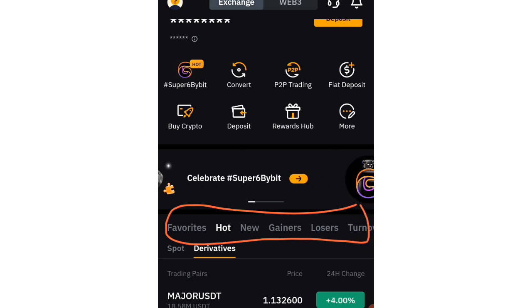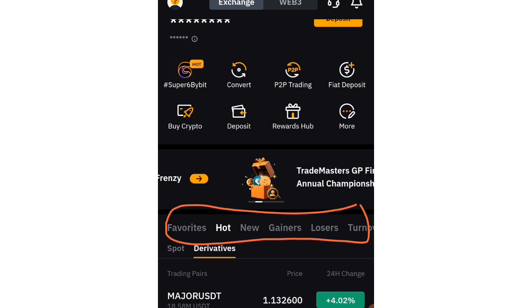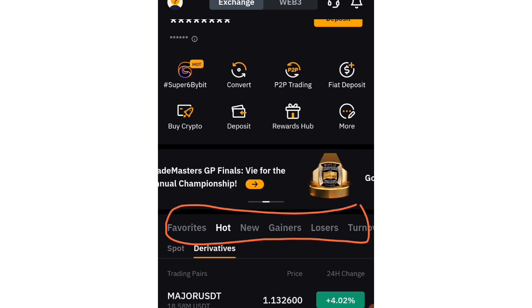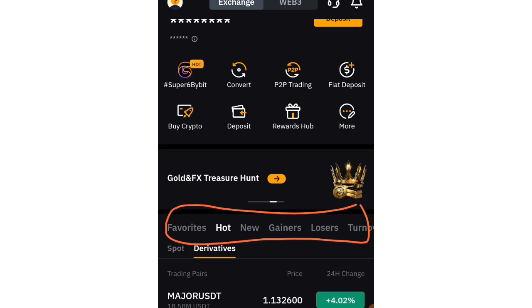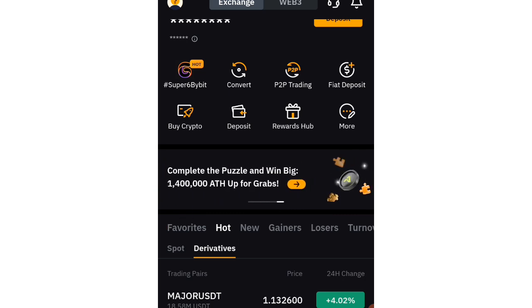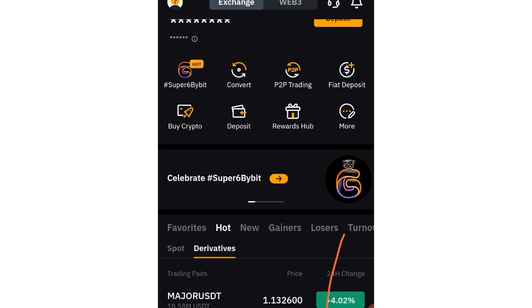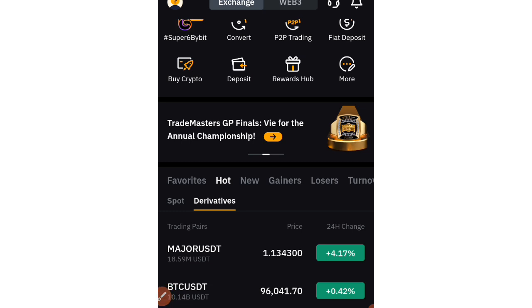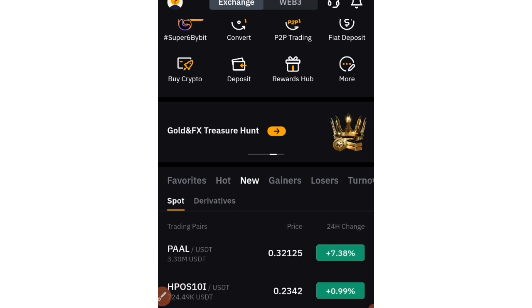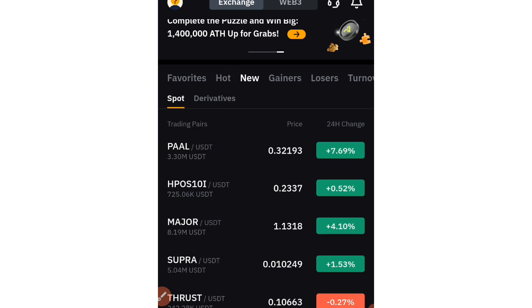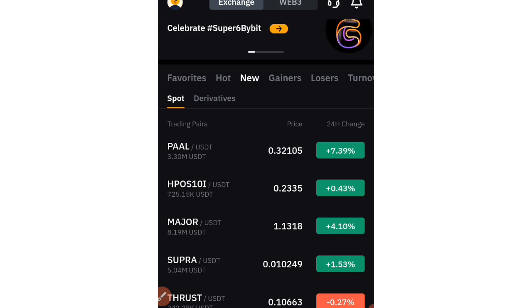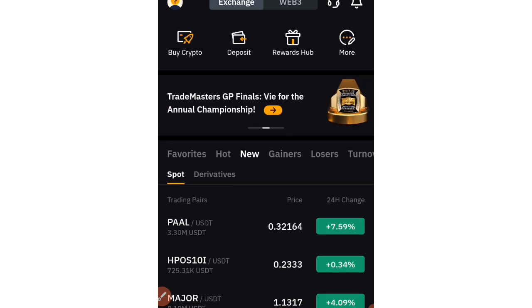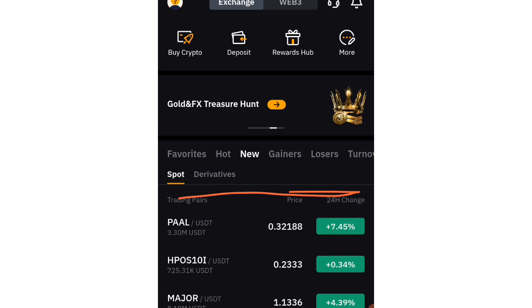Favorite means your favorite coin. Hot are coins like BTC, Ethereum, Solana. I think Bybit is listing up to 100 coins. The first 100 coins in the listing or in ranking are the ones you find in hot. Then when you come to new, this is where you find new coins that are just listed newly, or those coins that are about to be listed. If there's any coin that will be listed in the next 5 hours, you see it reading at the top here, but there's no coin for now.